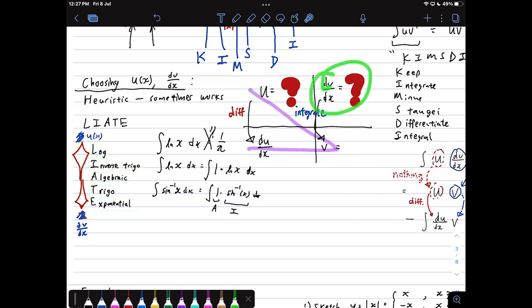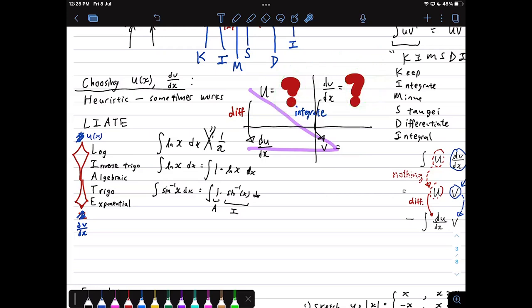Then for dv by dx, you're gonna start with exponential because it's the easiest to integrate. Integrate exponential very easy, just copy paste. Then followed by trigo, then algebraic, then inverse, then logarithm. Logarithm should usually never be chosen because it's very difficult to integrate. Sometimes it's also possible to have algebra and algebra as well, but that's a very special question, very rare.